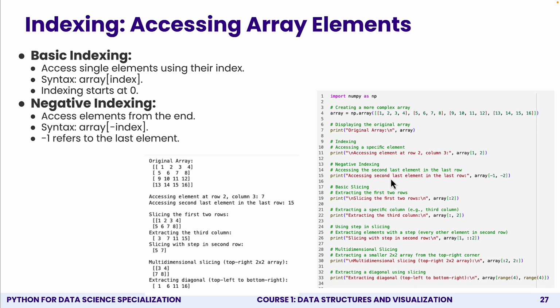Now accessing the second last element in the last row. Look, the second last element in the last row, which will be what? This is the last row and the second last element. So this is the last element and this is the second last element. And this is how we express it: -1 is the last, -2 is the previous one. Okay, the second last element, yes. Is it clear?